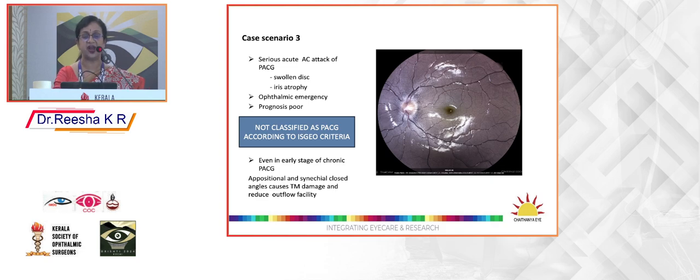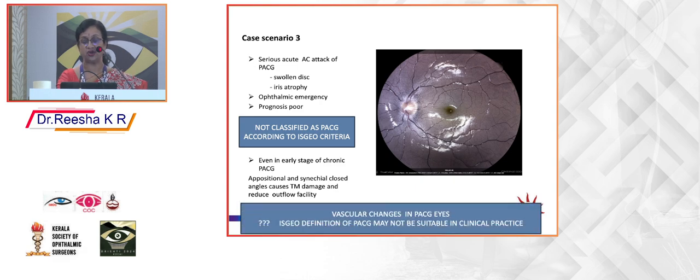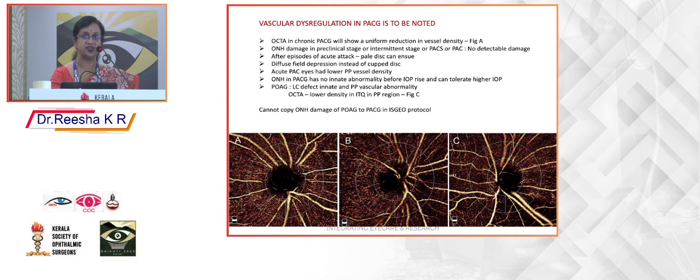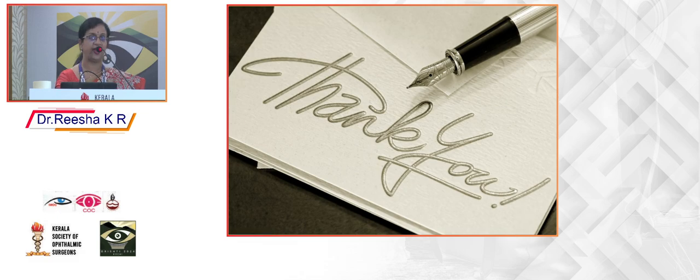Coming to the third scenario, when you have a severe acute attack, you can have a disc edema. So not only GON matters, even other vascular factors need to be looked into, and that is not there in the definition of the ISGEO system. So this OCTA is a sensitive tool which looks into the peripapillary vessel density. As you can see on the left-hand side, figure A shows normal. In comparison, in the angle closure one month post-acute episode, look at the reduced peripapillary vessel density, and the flow index as well is reduced. While in the POAG on the right-hand side, you can see a focal loss of the peripapillary vessel density. So these are all I would like to speak on.